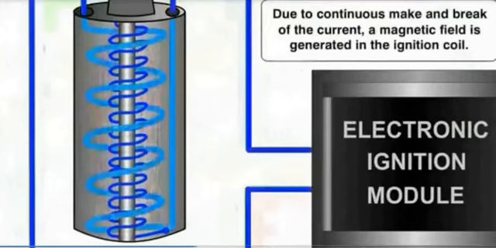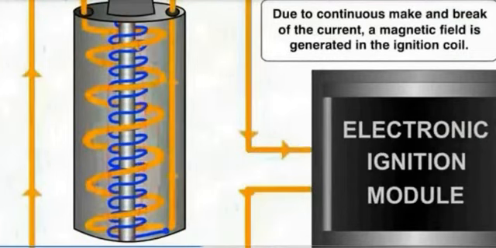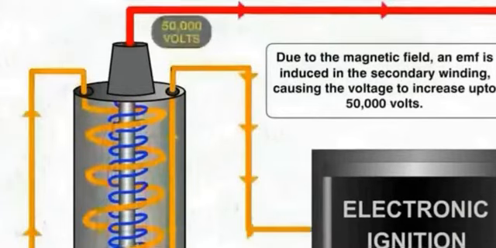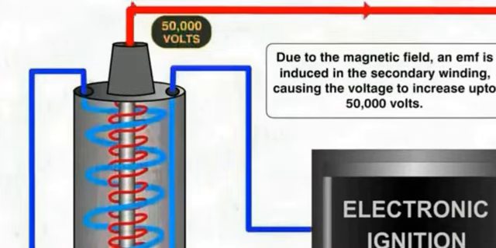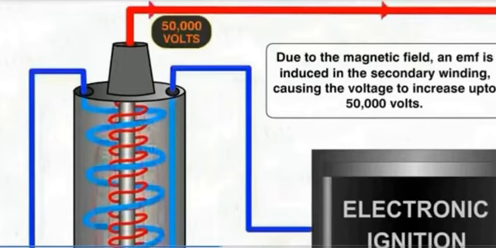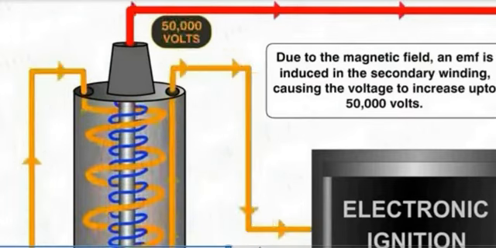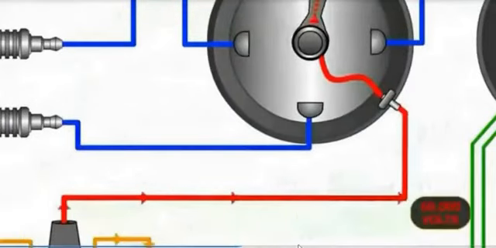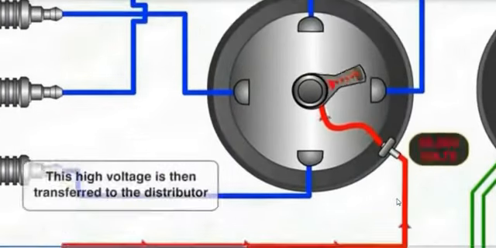In this way, there is a continuous make and break of the current in the magnetic field. Due to this, a high voltage of around 50,000 volts is produced. This high voltage is then transferred towards the distributor.